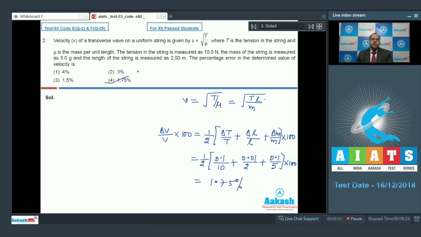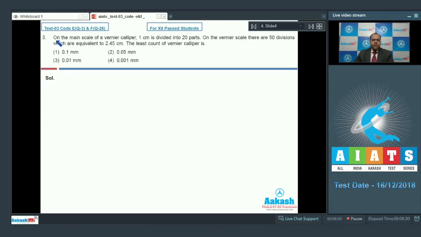Let's move to question number 3. In question number 3, on the main scale of a vernier caliper, 1 centimeter is divided into 20 parts. On the vernier scale, there are 50 divisions which are equivalent to 2.45 centimeter. The least count of the vernier caliper is.